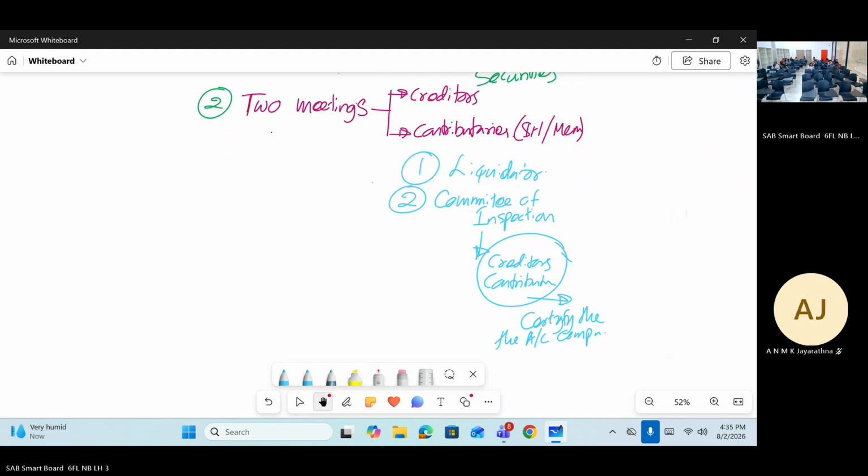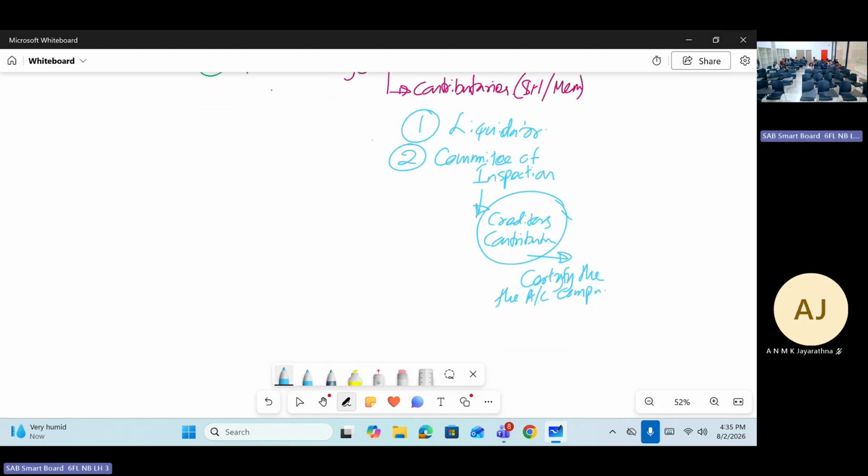This committee consists of a small number of creditors, 2 or 3 creditors and 2 or 3 contributors. It is formed by these. Who are the members of this committee? Creditors and contributors. So the committee is appointed in order to certify the accounts of the company. They assist the liquidator to certify the accounts. That is the main duty of the committee.